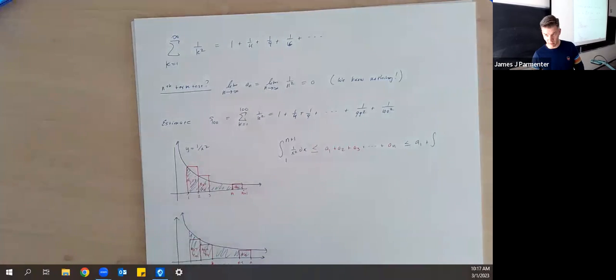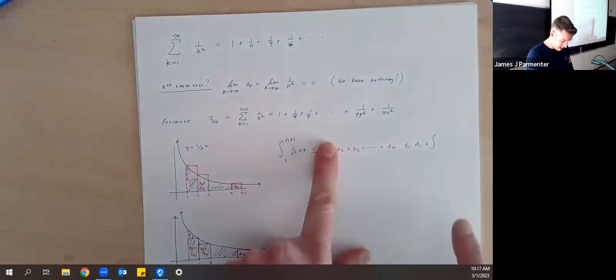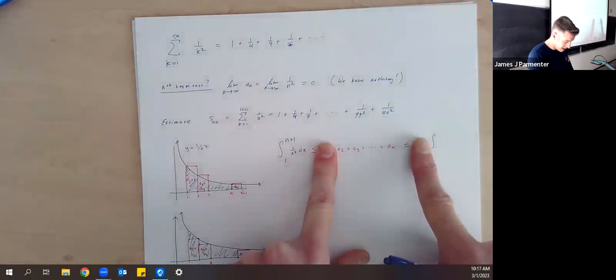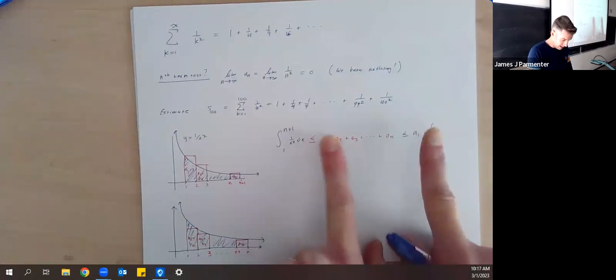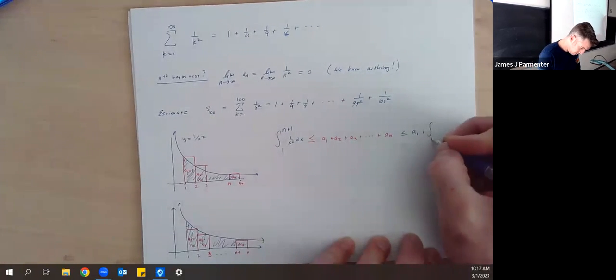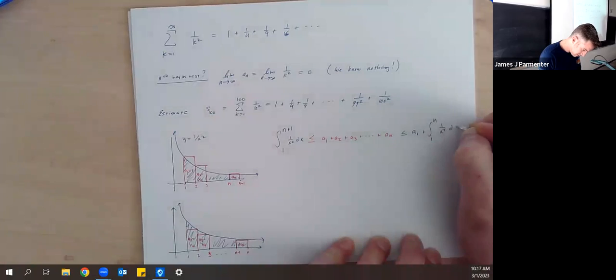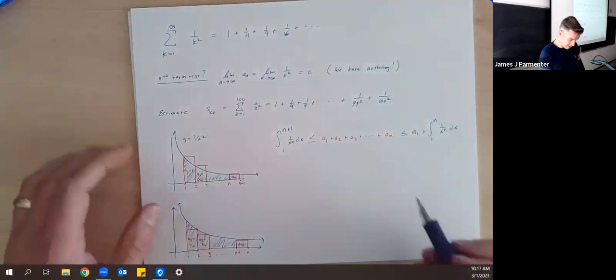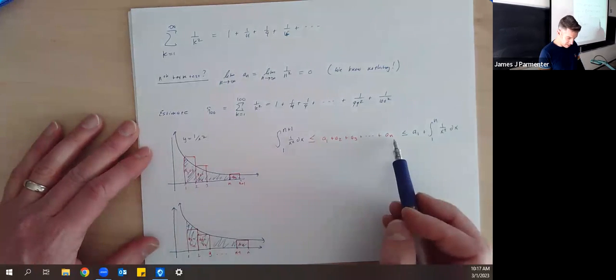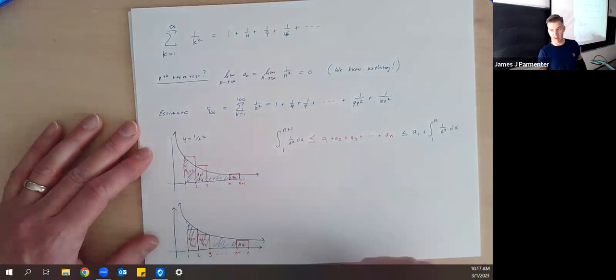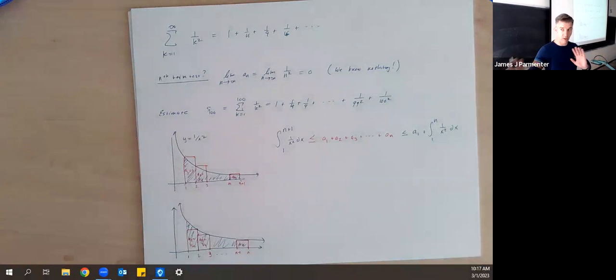So just to clarify, what I'm really saying here is A2 plus A3 plus all the way to AN is less than or equal to the area. And then I'm adding A1 to both sides. So again, what I'm saying here is that this sum is bigger than this blue area here. And this sum is less than this blue area here, but I have to add on A1. Okay. Any questions? Cool, we don't have questions.